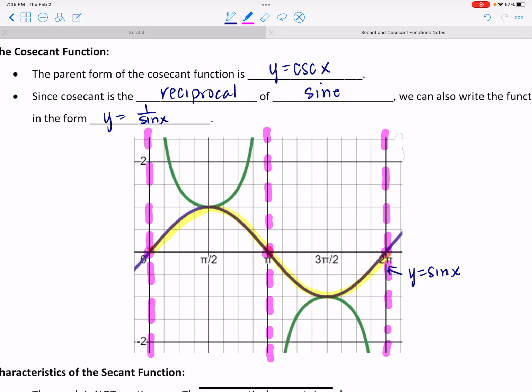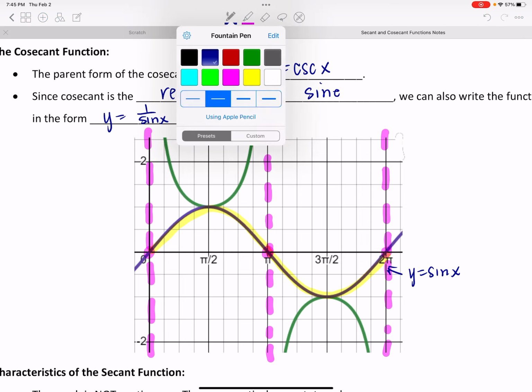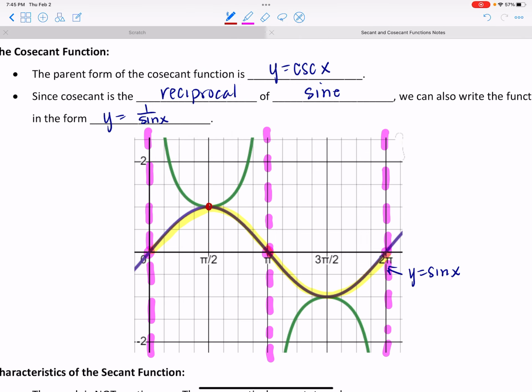And then my parabolas, the vertices of my parabolas are at the maxes and the mins of my sine curve. So there's my parabola forming opposite of my sine curve. Here's my parabola forming opposite of my sine curve. So those parabola pieces represent the graph for our cosecant function.